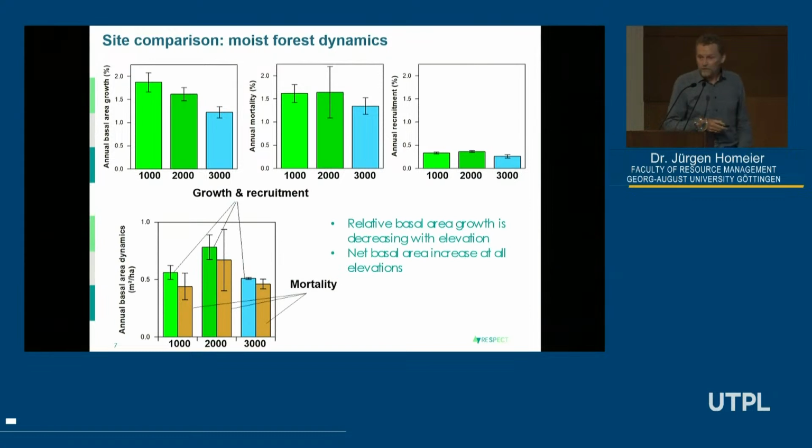And then the absolute values, because these are percentages, and this is an absolute change in annual basal area in square meters per hectare, comparing again the 3 sites. On the left, in dark green and blue, the growth and recruitment, so the total sum of basal area productivity, and in brown or orange, the mortality. And you see here, values at 2,000 meters are a bit higher, so the productivity, at least in terms of basal area, is a bit higher at 2,000 meters, and then at 1,000 and 3,000, more or less the same. At all 3 sites, mortality is lower than productivity. So that means we find a net basal area increase at all elevations.